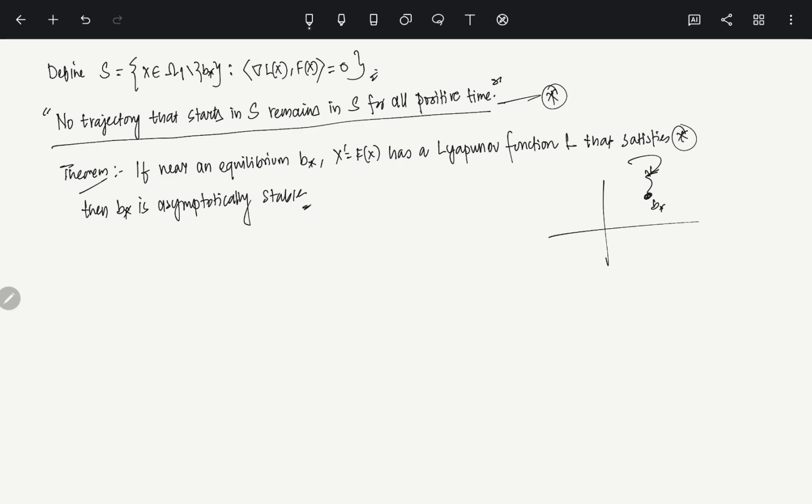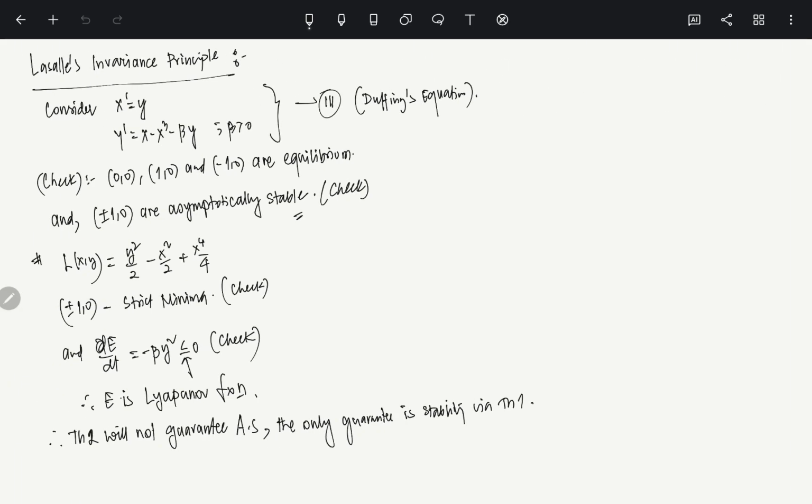So what you need to do is show that there is no trajectory that starts in S and remains in S for all time t; then B star is asymptotically stable. The intuition behind this is very easy. The proof is not very difficult, but it is kind of complicated, and for this course we are not going to look at it. Please remember that you can use LaSalle's invariance principle to compensate for the deficit of the Lyapunov stability direct method.